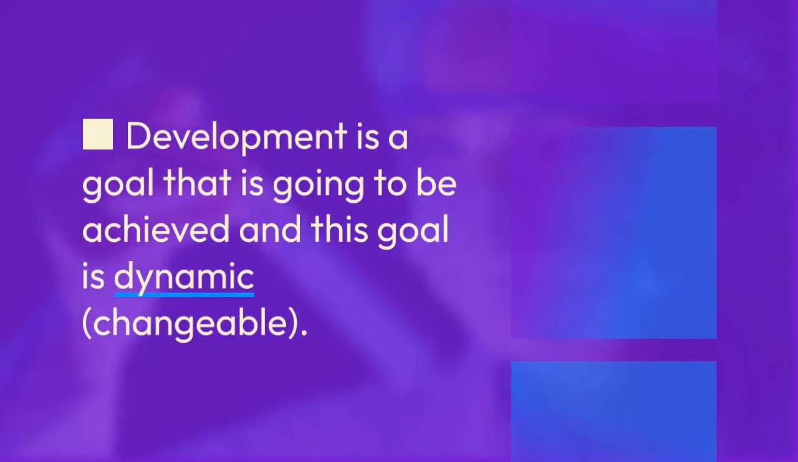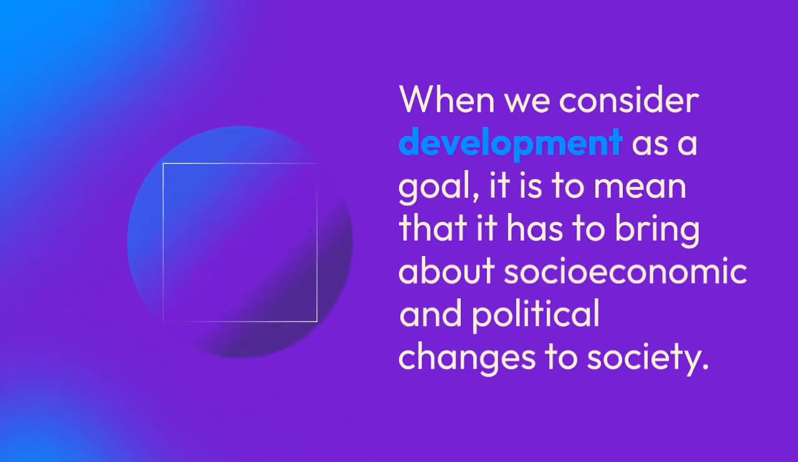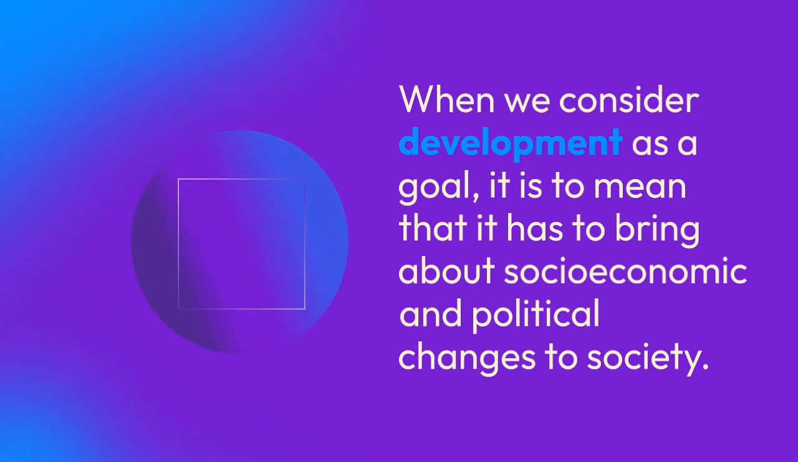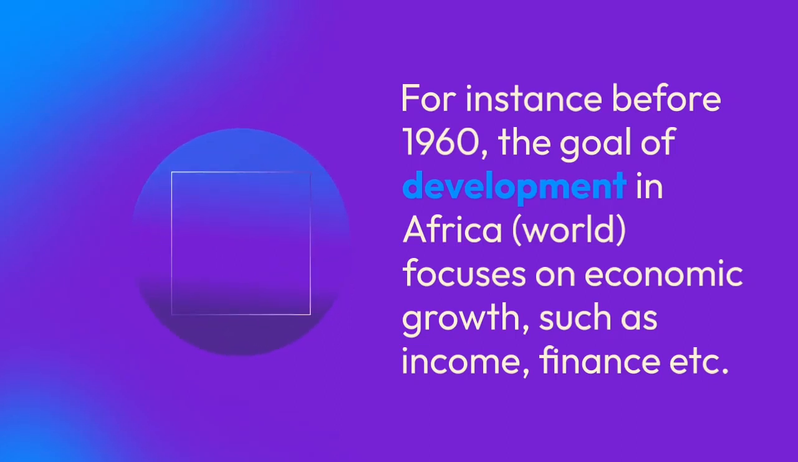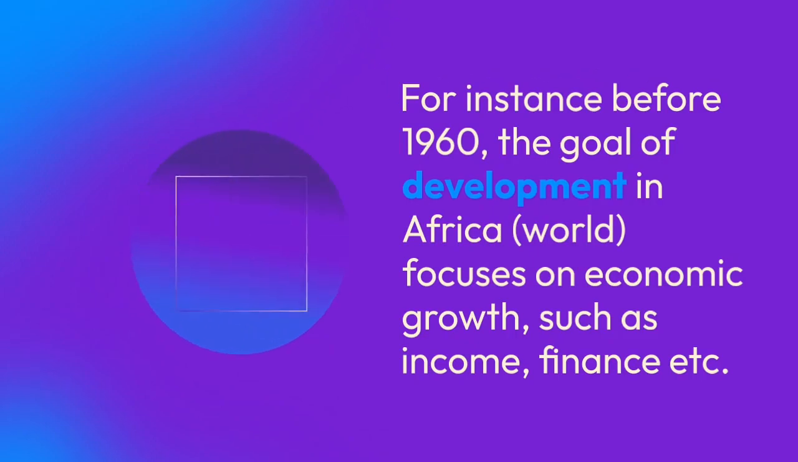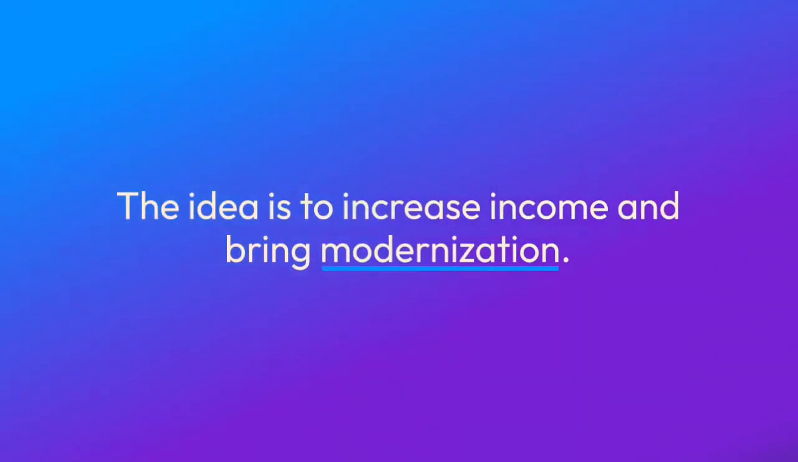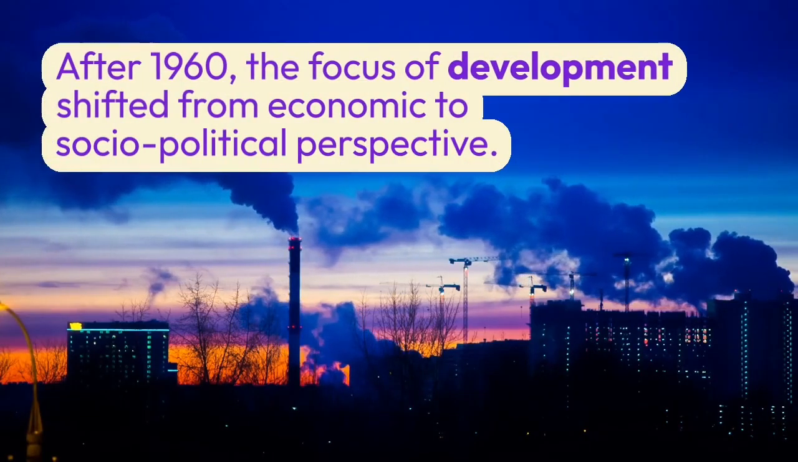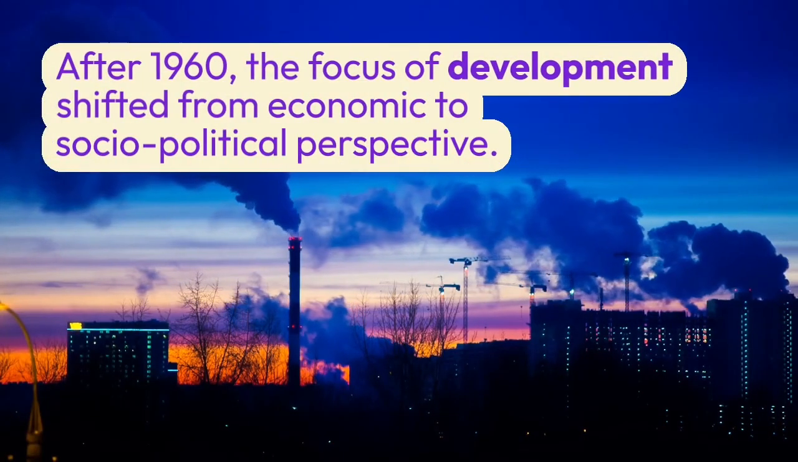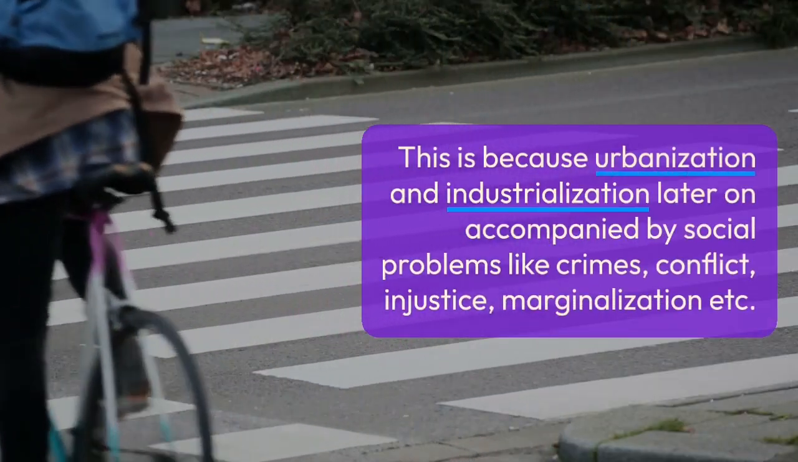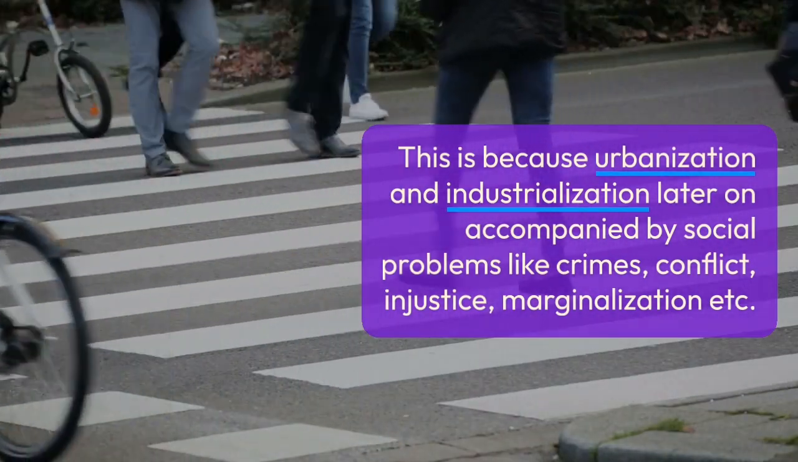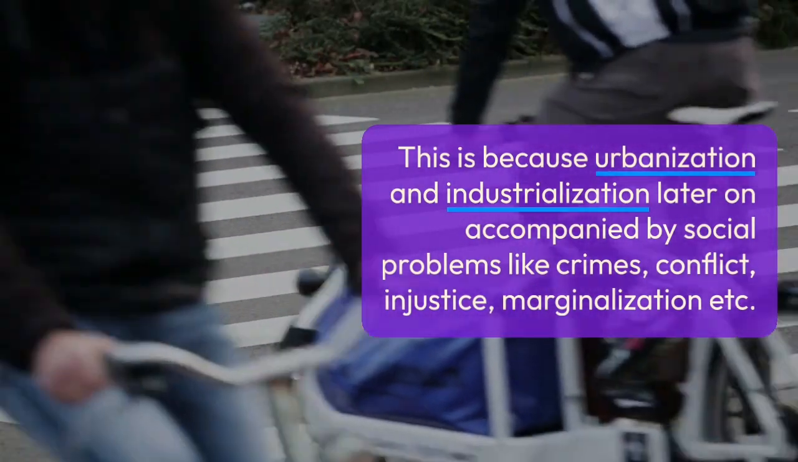Development is a goal that is going to be achieved, and this goal is dynamic, changeable. When we consider development as a goal, it means that it has to bring about socio-economic and political changes to society. For instance, before 1960, the goal of development in Africa, and the world, focused on economic growth, such as income, finance, etc. The idea was to increase income and bring modernization. After 1960, the focus of development shifted from economic to socio-political perspective. This is because urbanization and industrialization were later accompanied by social problems like crimes, conflict, injustice, marginalization, etc.